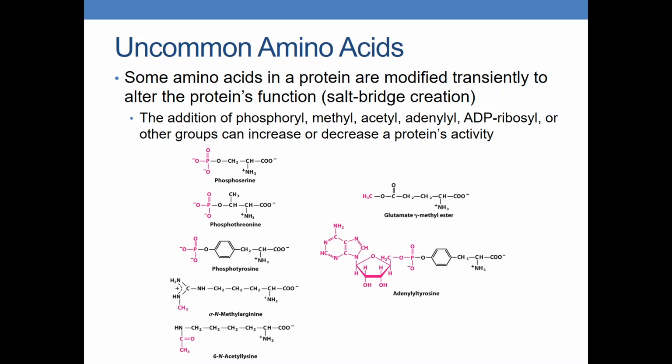I make these changes. You can think about this kind of like a light switch. I introduce some sort of change to an amino acid's side chain. That changes the functional properties of my protein, but I can also remove these functional groups as well to return the protein's activity to its original state. So this is very much a transient way to control protein function.